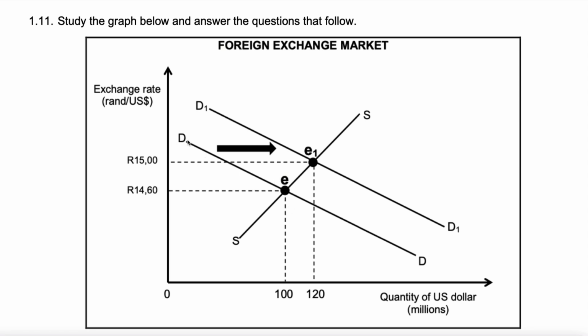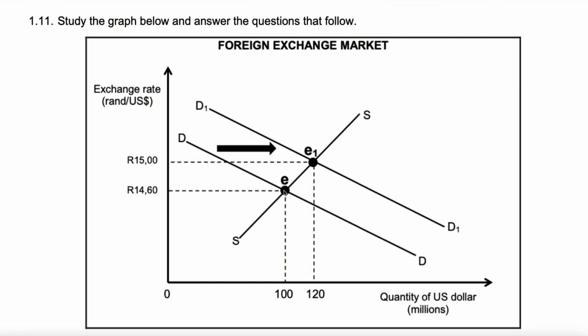Now, this is the initial demand curve. This is the supply curve, and they intersect at point E. With that, 100 million US dollars are demanded and supplied on a daily basis, maybe. And with that, we have an exchange rate of $1 is equivalent to 14 Rand 60.